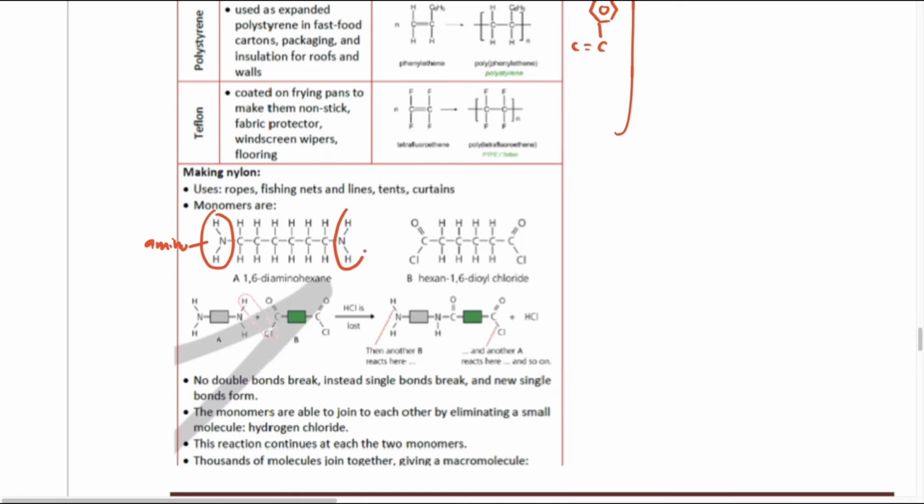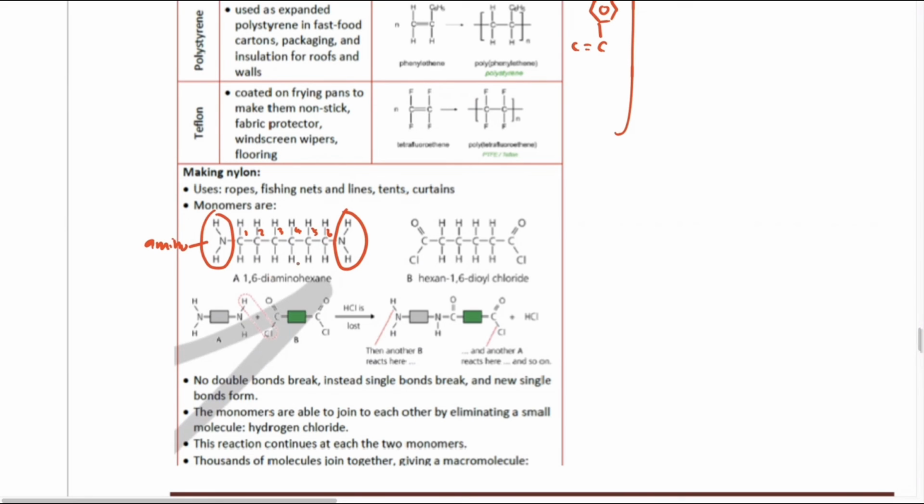This is also amino. So we have amino on both sides. They call it 1,6 because normally we put numbering like this: 1, 2, 3, 4, 5, 6. One of the amino is on carbon 1, another amino on carbon 6. So that's why it's 1,6-diamino, two of the amino here. Hexane is for the 6 carbon structure in the middle.